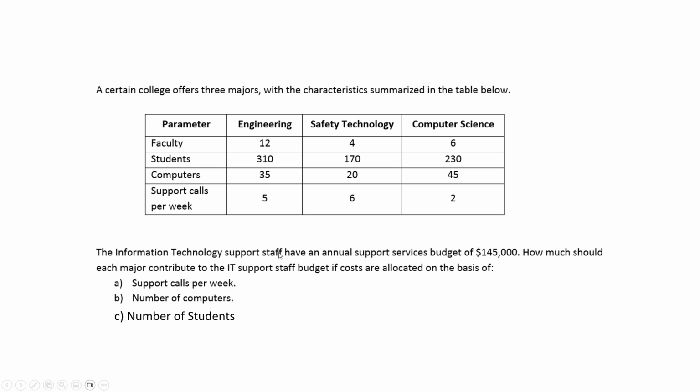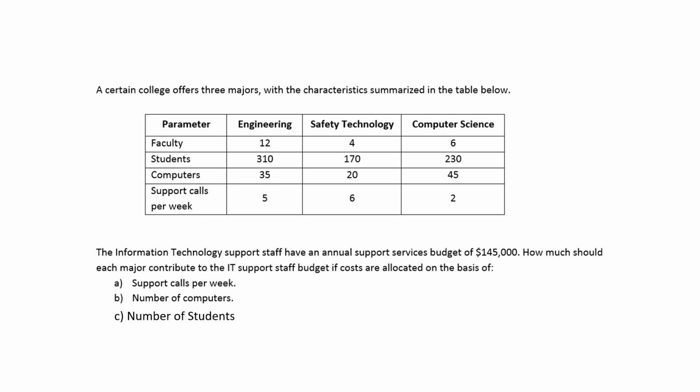And so in part A, what I'm going to ask you to do is think of what if you're going to add together all of the support calls. And so 5 plus 6 is 11 plus 2 is 13. So there's 13 total support calls each week. So according to this method in part A, we're saying that the computer science department should pay 2/13 of the IT budget.